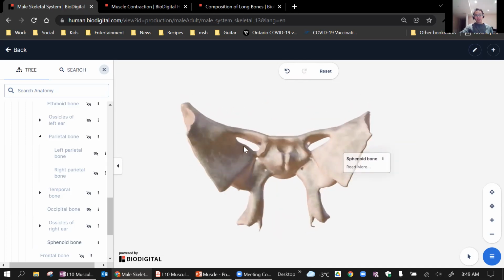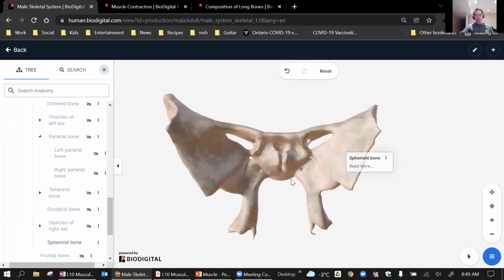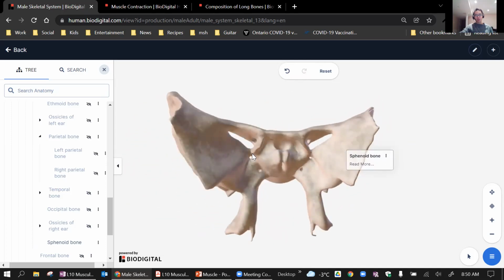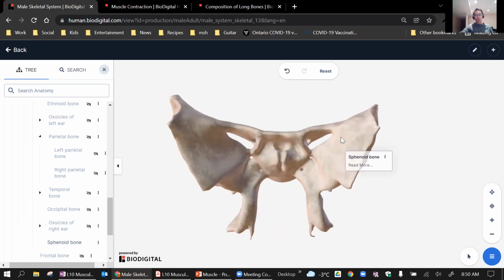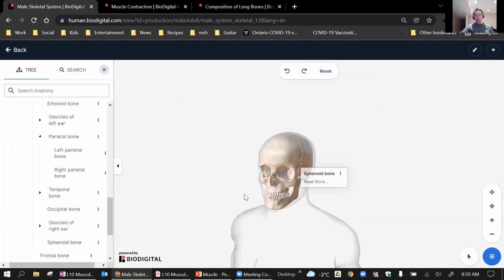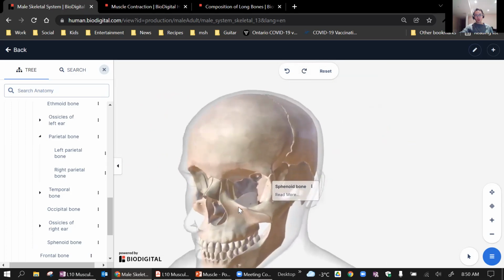There are 2 gaps here at the back, 2 holes here in the back. Can you guess what those holes are for? The pituitary gland sits here, but what are these 2 holes for? What goes through them? I'm going to go back here and show you what goes through those holes.